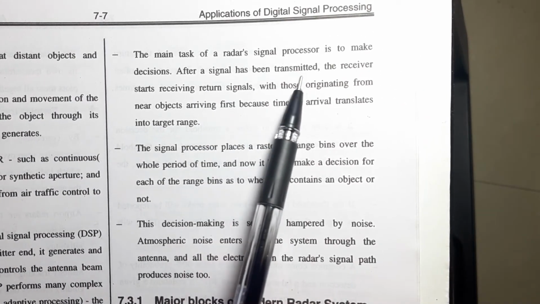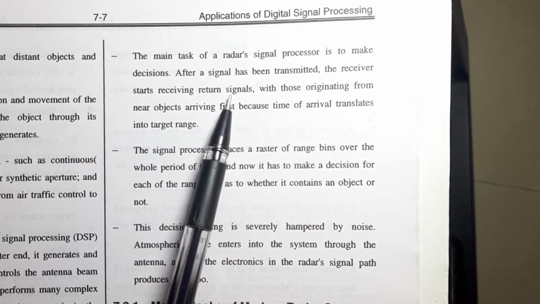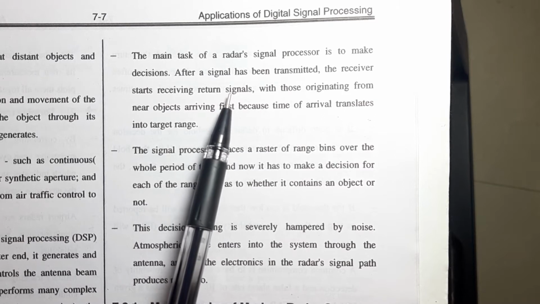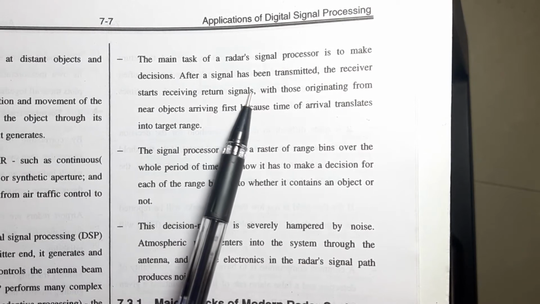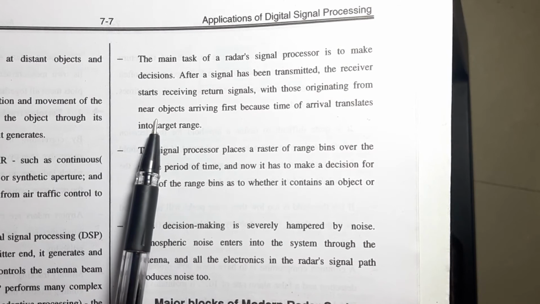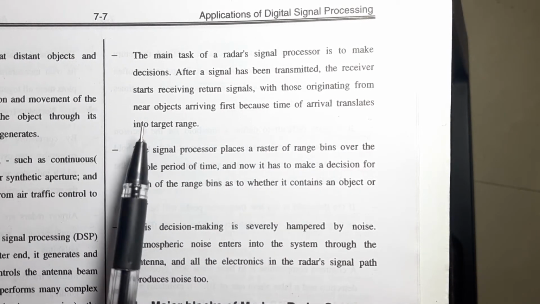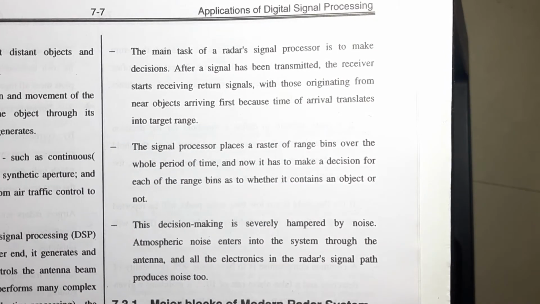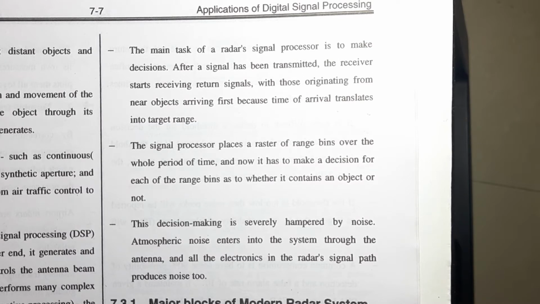After a signal has been transmitted, the receiver starts receiving the return signal. So once the radar emits some kind of waveform, it expects that after a certain time period, it will start receiving the return signals. Those originating from near objects arrive fast, because the time of arrival translates into the target range. So the nearer the object, the faster its reflection signal, and the shorter its range.